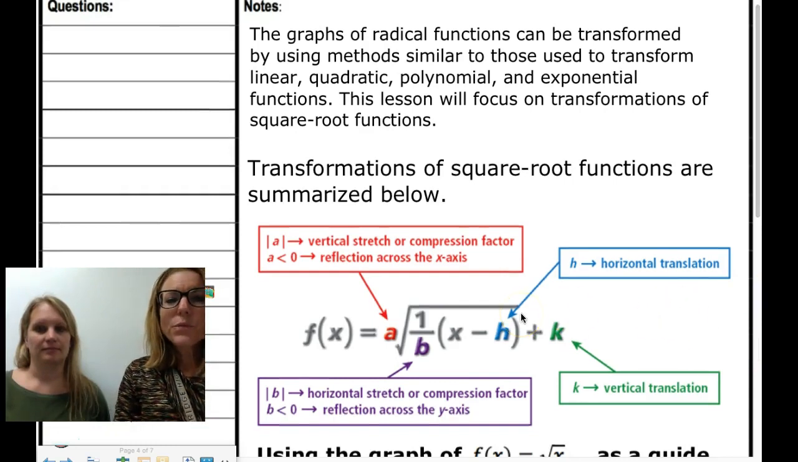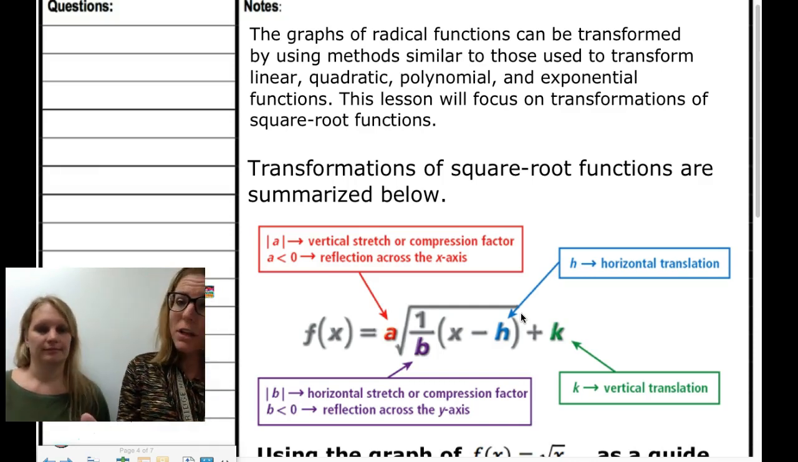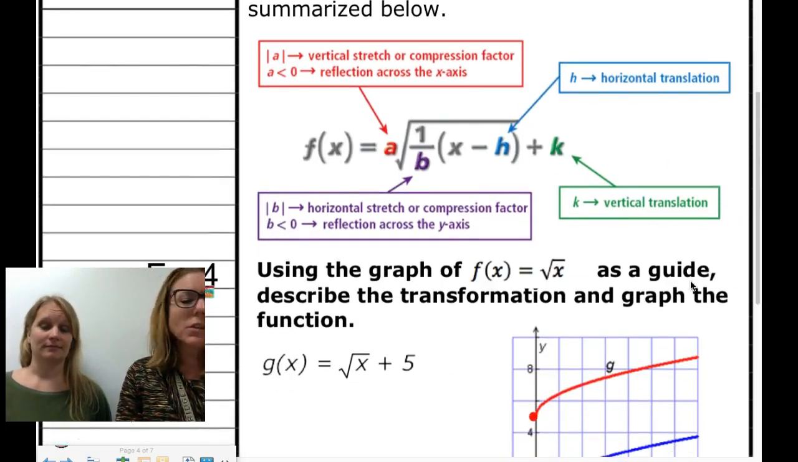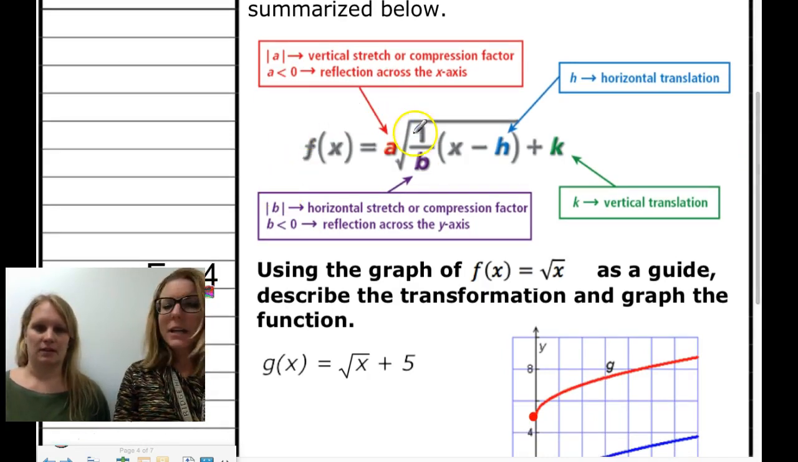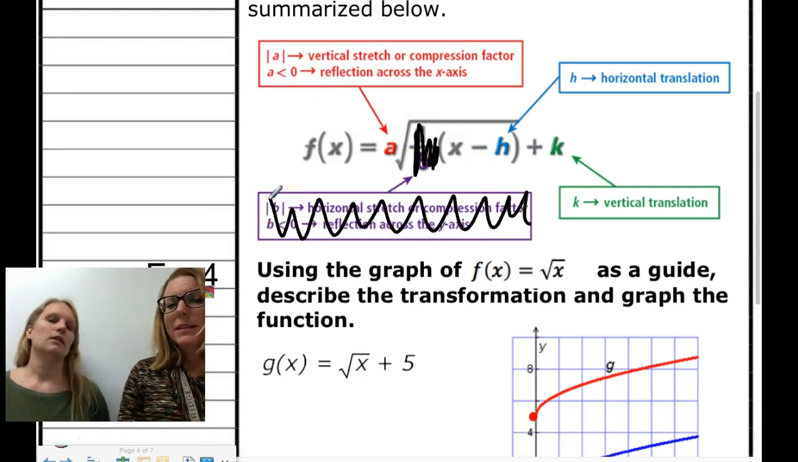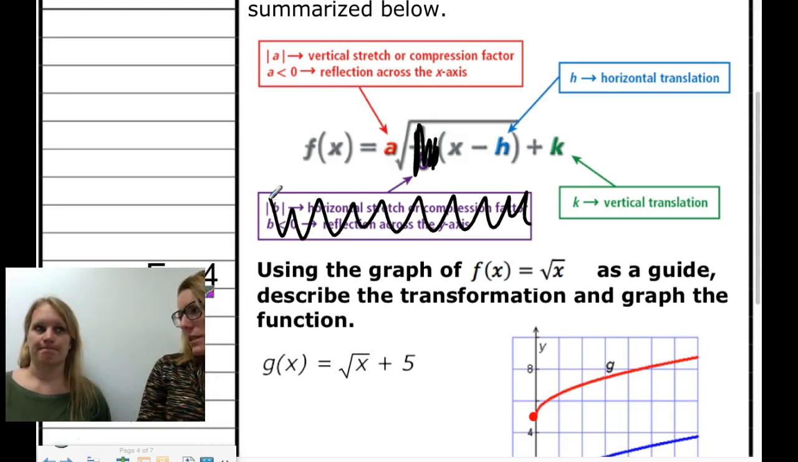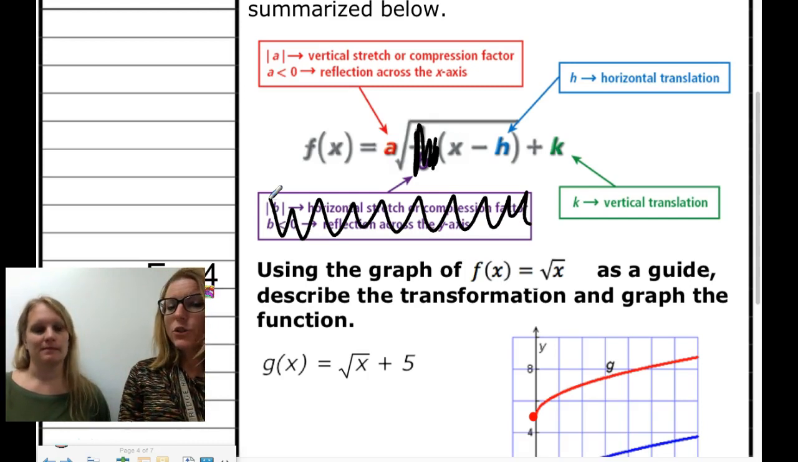So the graphs of radical functions can be transformed by using methods similar to what we did with linear, quadratic, polynomial, and exponential functions. This is all what we're used to, but Miss Boyd is going to cross off the 1 over b, because we're not going to use it. So A is your stretch or compress, the absolute value of A. Remember, if there is a negative in front of the A, it means it flips over the x-axis and your y is changing. H is your horizontal translation and K is your vertical, up or down.